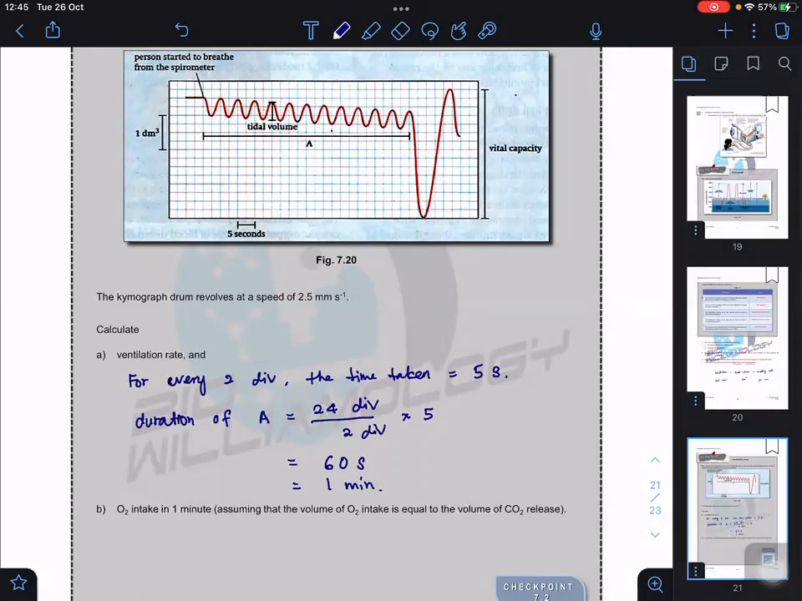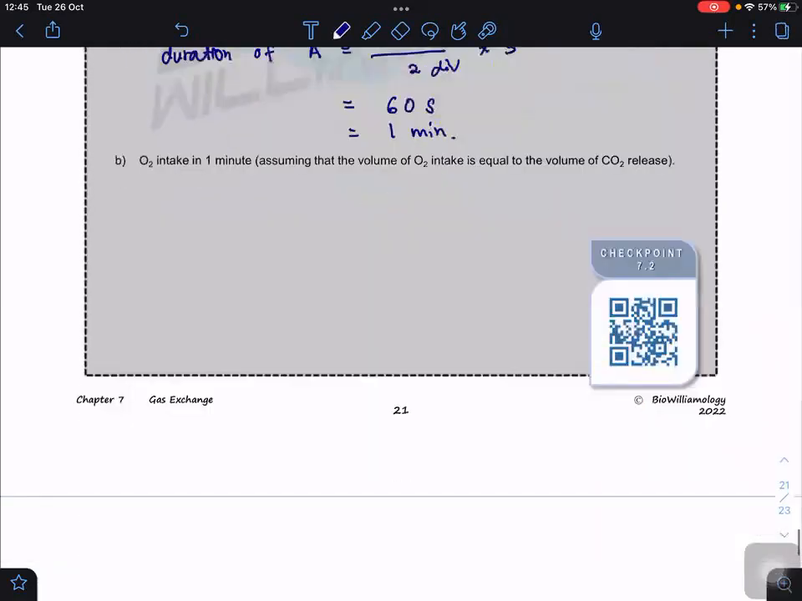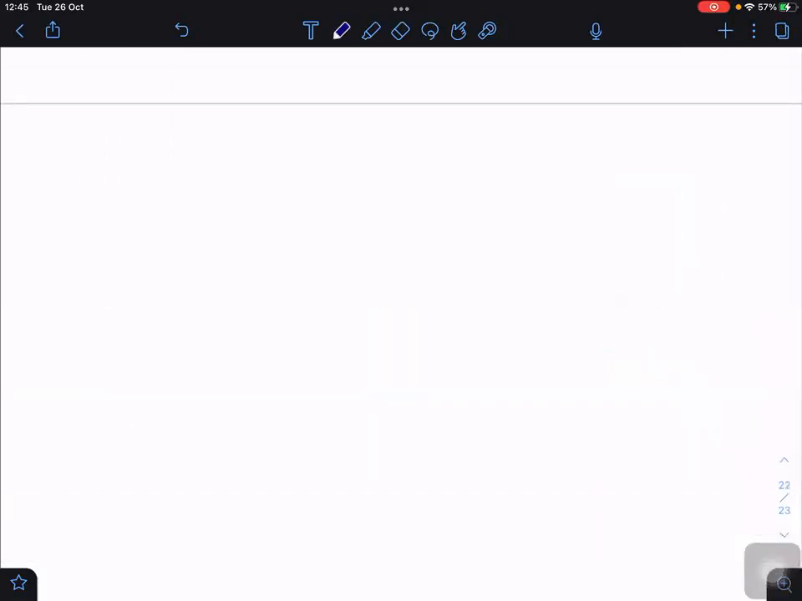Okay, so now next. In this case, if you want to calculate the ventilation rate, let me show you guys. First of all, in order to calculate the ventilation rate, we need to use the tidal volume multiplied by the breathing rate.